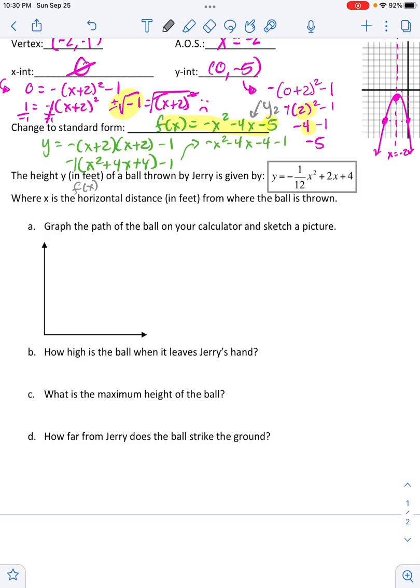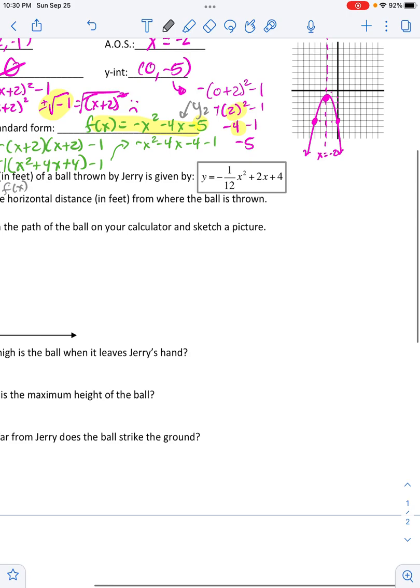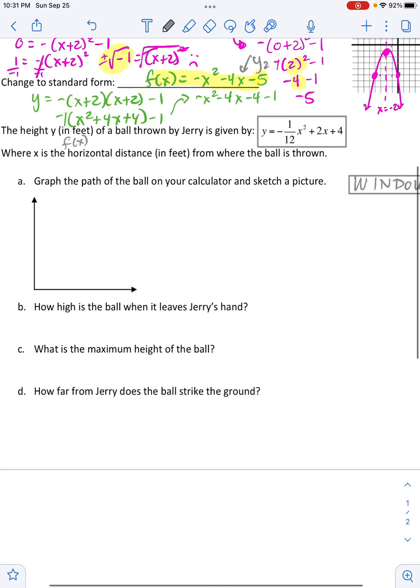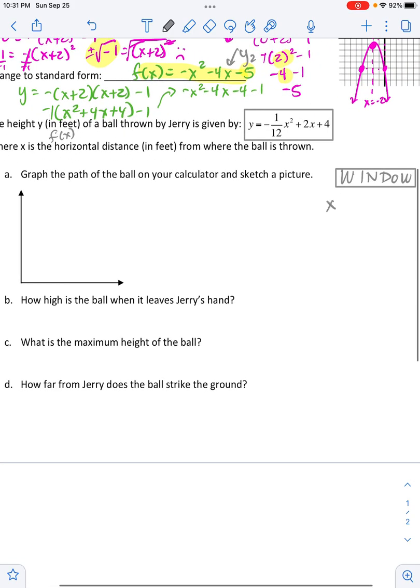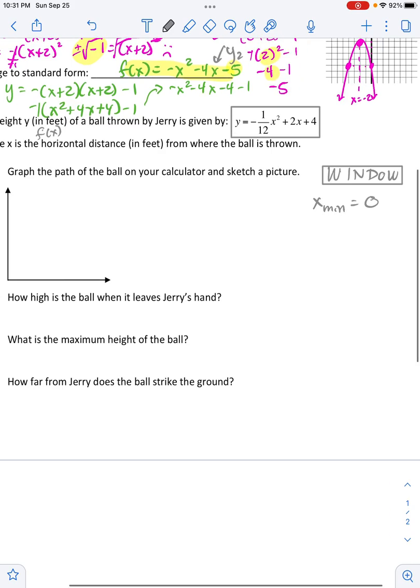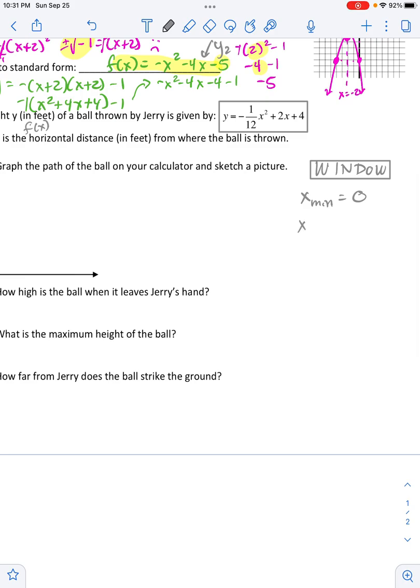Okie doke. Graph the path of the ball on your calculator, and sketch a picture. Okay, so be smart. You have to use a window that makes sense. You have to start getting a handle on how to utilize the window, or you're not going to see the right thing if you're not looking out the right window. So x is representing feet forward from where it was thrown. So it doesn't make sense to have your x-min be negative. I'm going to go ahead and start at 0, which will be right where it was thrown initially. I have no idea how far forward it's going to go, but I have actually done this problem, so I'm going to go ahead and put x max. X scale is what you're counting by.